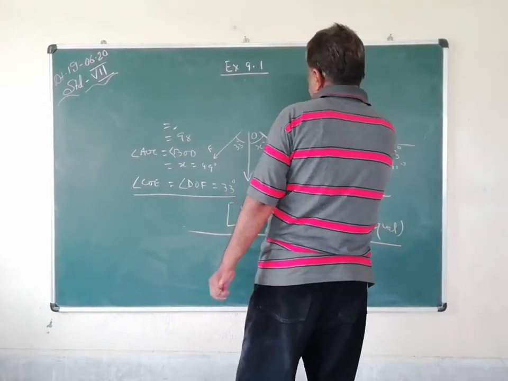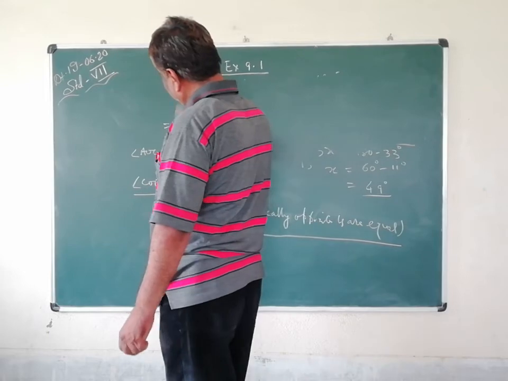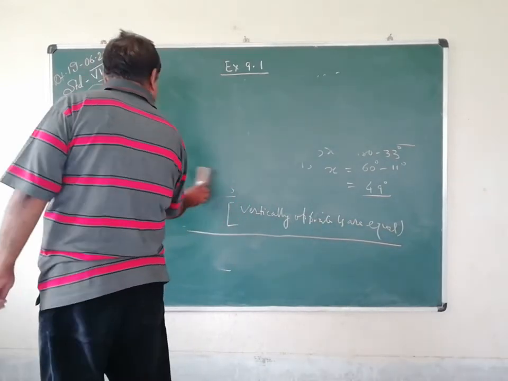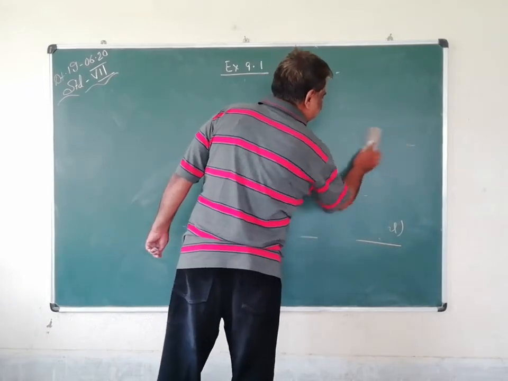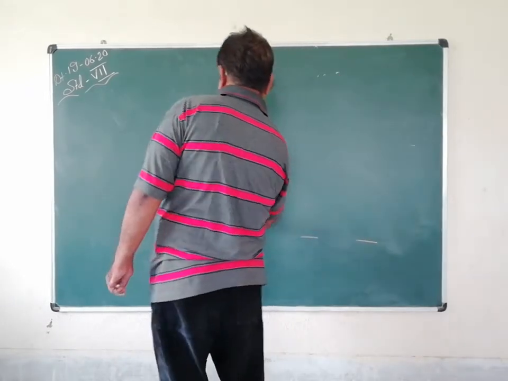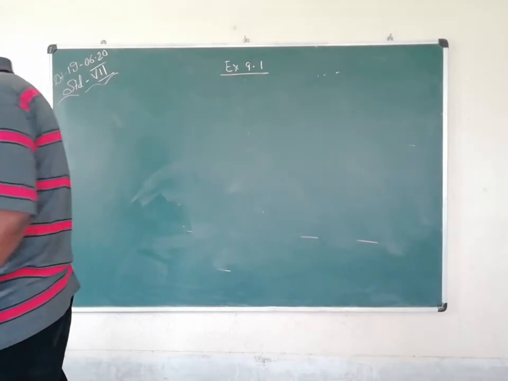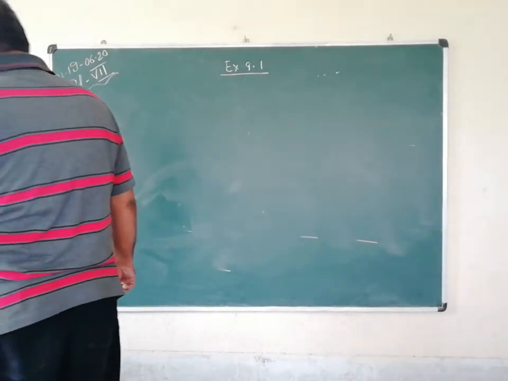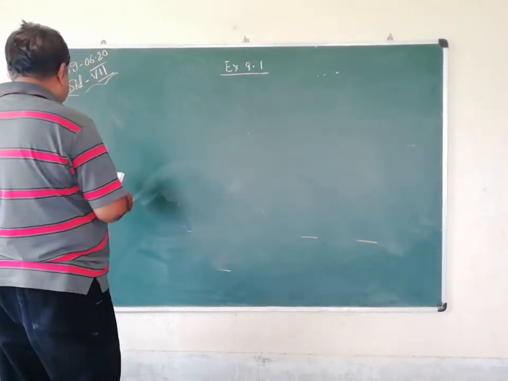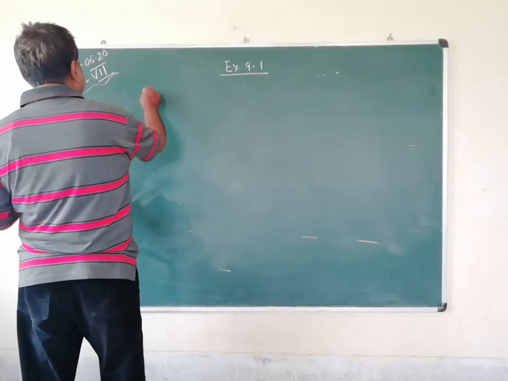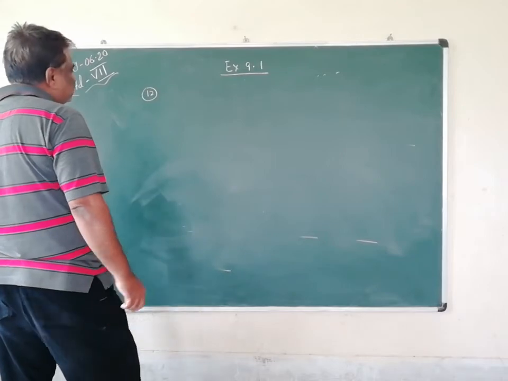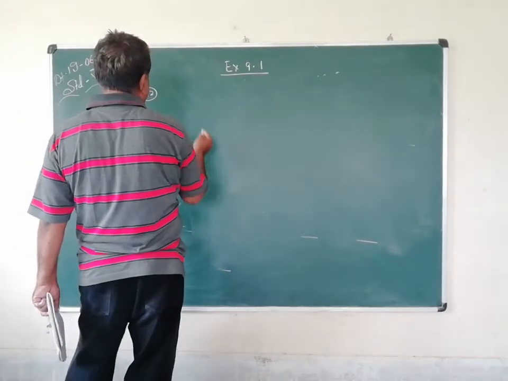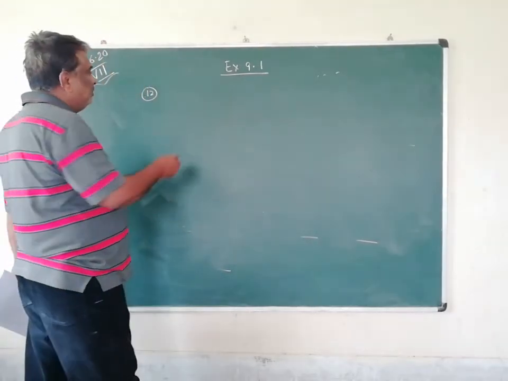One question is question number 12. Like 10, you can do the level 10 yourself. Question number 12: Find the angle which is equal to its complement.